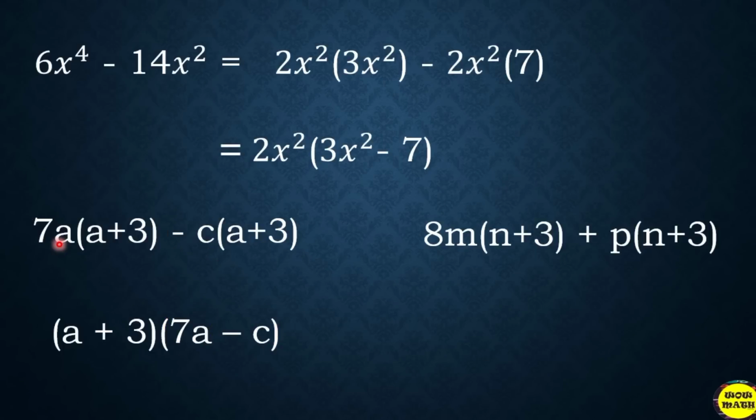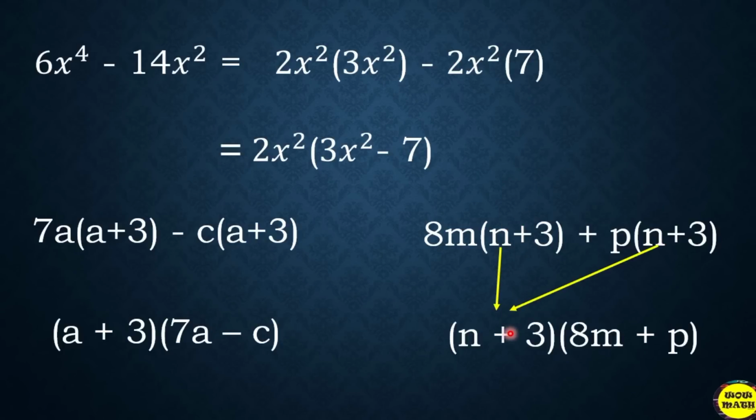Ayun. Okay, next. So, same procedure. Copy natin yung common nila, common factor, that is n plus 3. Ayun. And then, copy lang natin ito. So, 8m plus p. Okay.